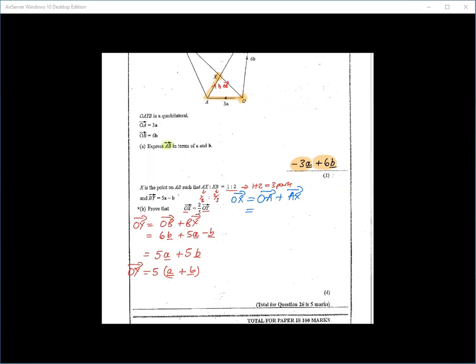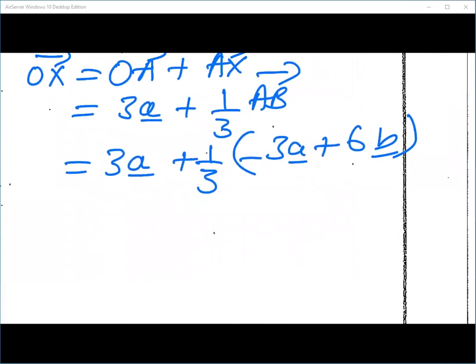So what's O to A? 3A. And what's A to X? 1/3 AB. Fantastic. Now let's put the layer of maths on. 3A plus 1/3. What's A to B? Minus 3A plus 6B. So let's multiply it out.